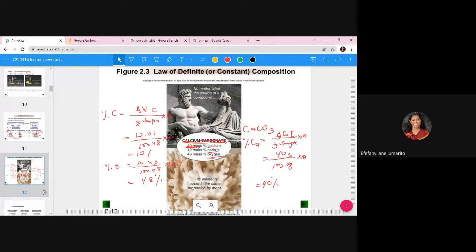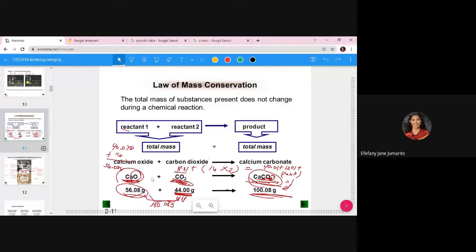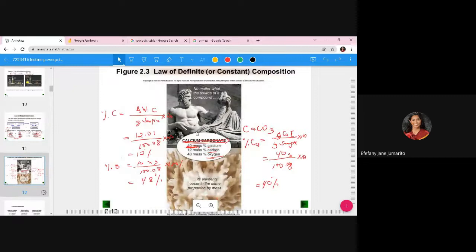Even if your calcium carbonate comes from calcium oxide and carbon dioxide, or however long the process is before it arrives here, calcium oxide and carbon dioxide to form calcium carbonate, the composition is always the same. It's definite. It will not change. Now, if we have calcium carbonate, 40% of it is calcium, 12% of it is carbon, and 48% of it is oxygen.